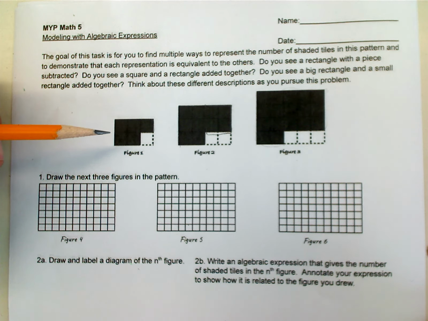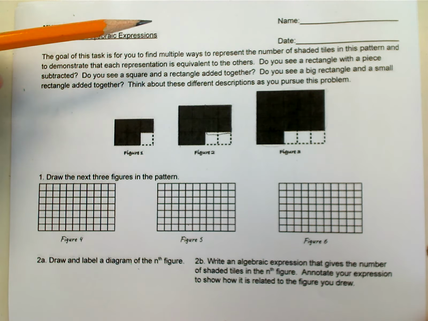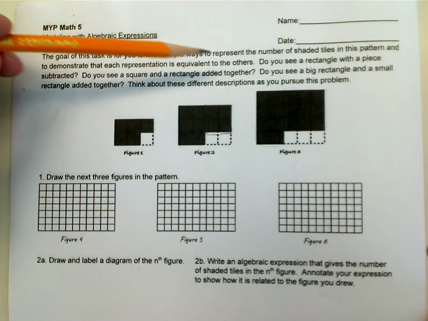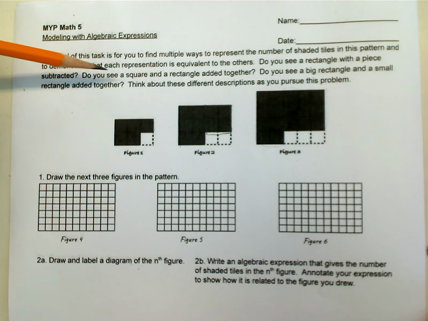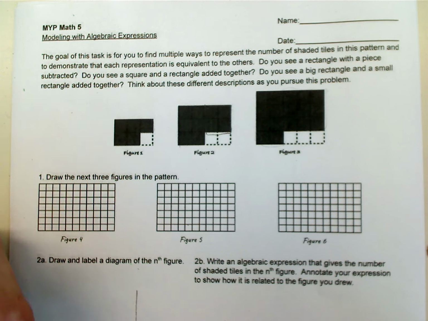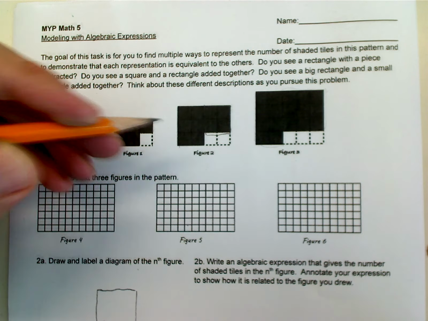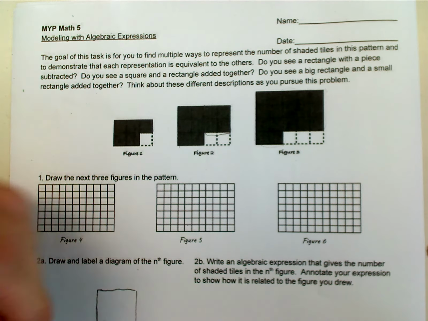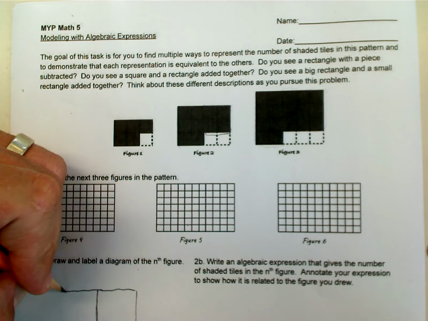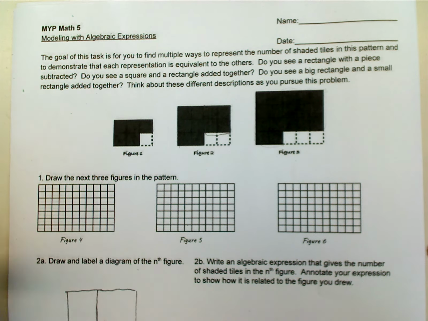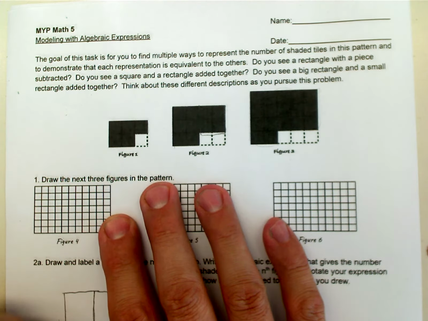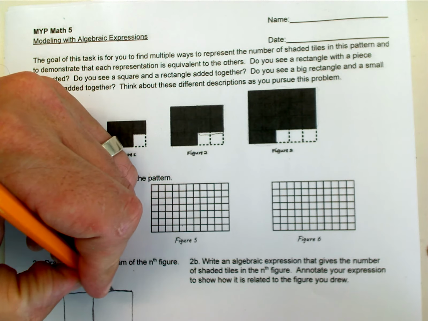I'm going to pick one of these. Let's see. I'm going to pick the second one, a square and a rectangle added together, and that's how I'm going to represent this figure right here. So here's my square, and then the rectangle comes down like this, and that's my nth figure.